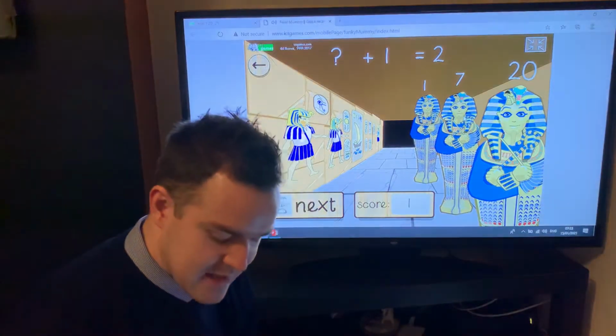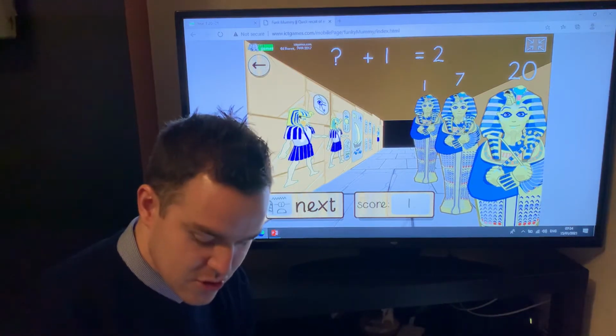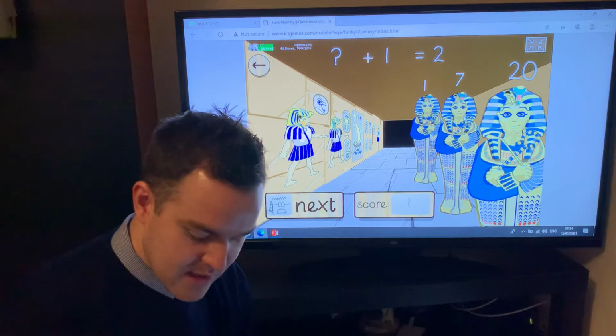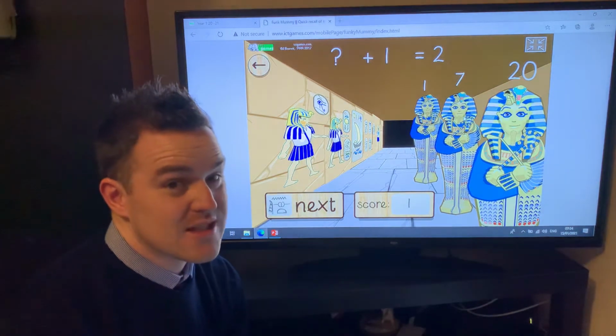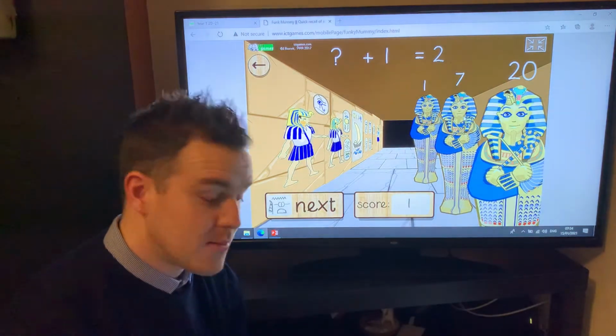Let's see where our next one is. Something add 1 equals 2. Also the same as 1 add something equals 2. Well, if I have 1 and I want to get to 2, that's a nice easy one, isn't it? 1 add 1 makes 2.